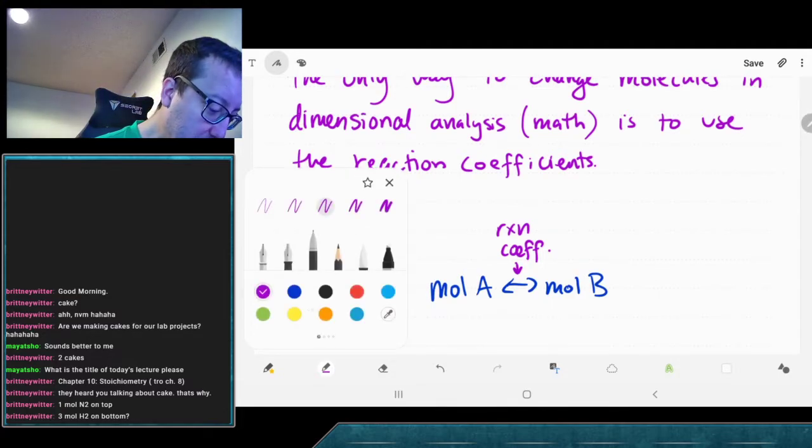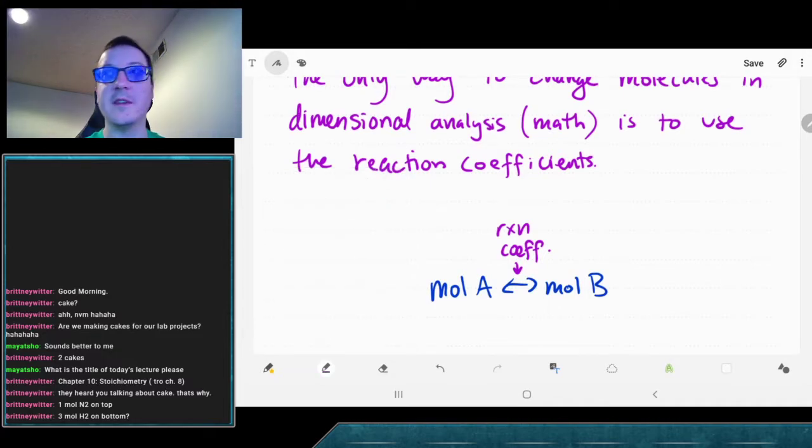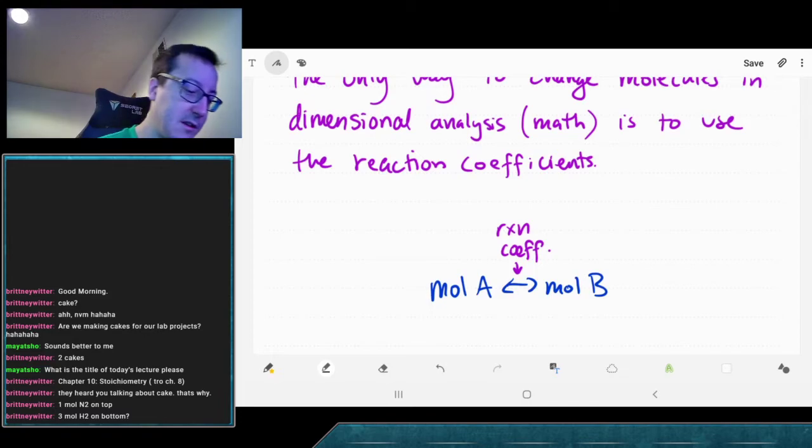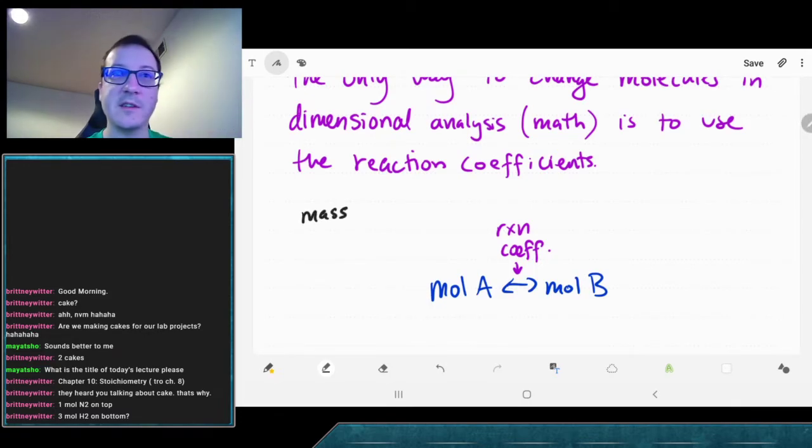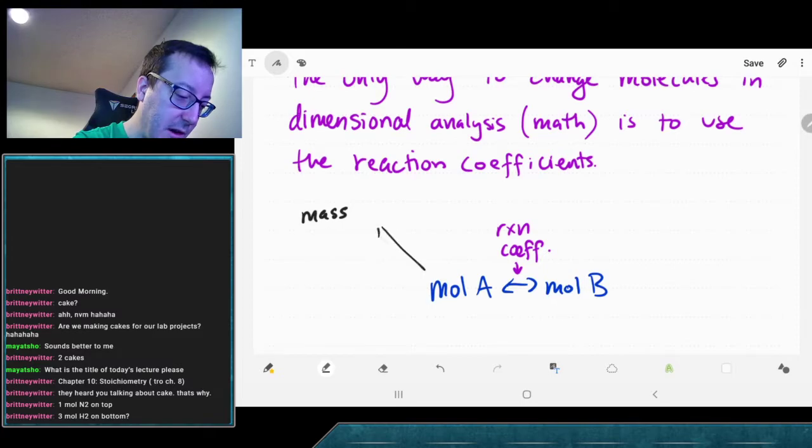And here's where the fun stuff comes in. We have studied many, many different ways to get moles of something, right? We, of course, could have a mass of a substance, right? And we know how to go between mass and moles.